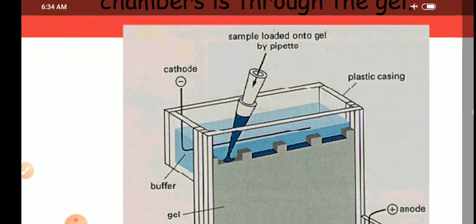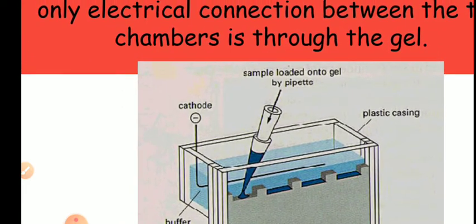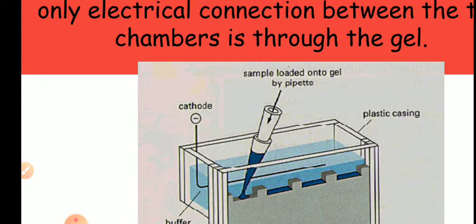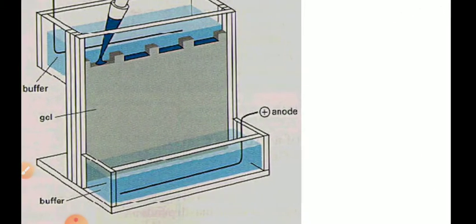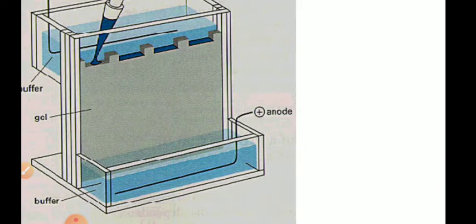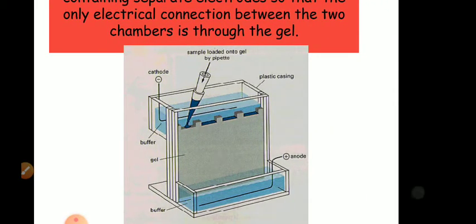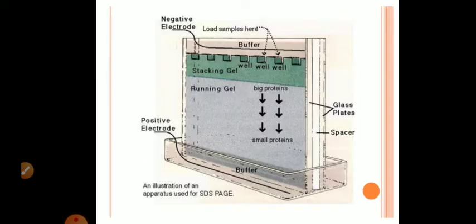As you can see the apparatus here, vertical gel electrophoresis apparatus. Sample is loaded into the gel. You can see wells are created and in the wells we have loaded the sample which is in blue color, and the upper chamber is having buffer in it which is the cathode. In between there is a gel and in the lower chamber there is buffer, it is the anode. So proteins will move from the upper chamber into the lower chamber.